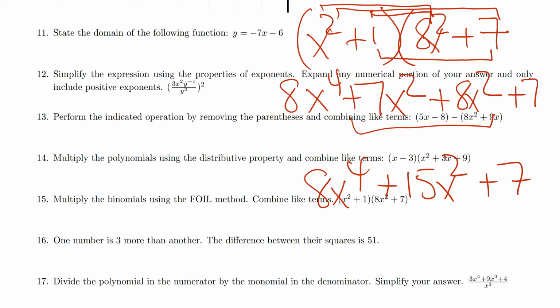Now keep in mind that later they may ask us to take this trinomial and factor it into its original binomials that we're going to FOIL. That comes later.